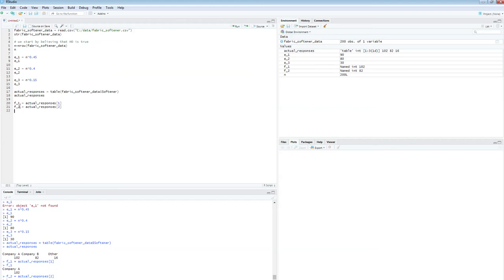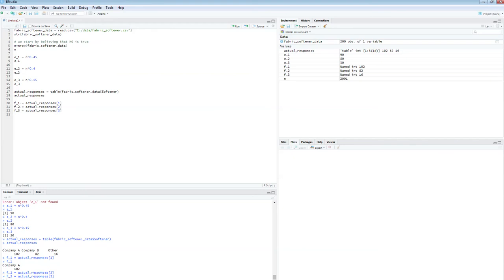Alright, that would be 82. And of course, now you know what, programmers should be lazy, so copy paste. The third response is my actual frequency F3, right? Okay, so the first response, if null is perfectly true, should be 90. That's how many people should still like company A if null is perfectly true.